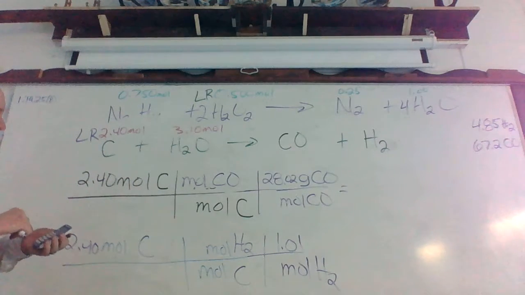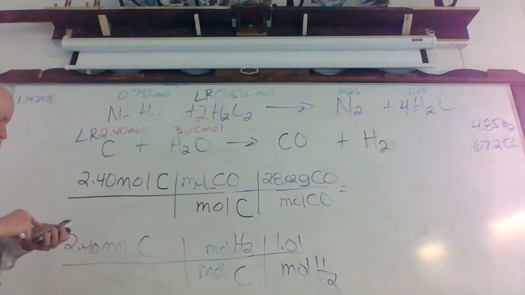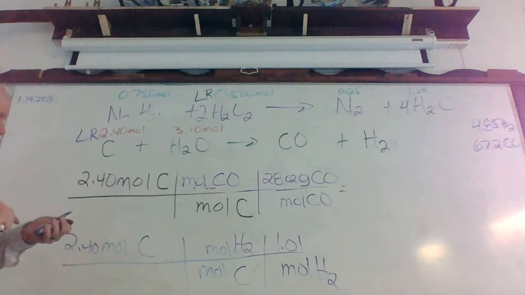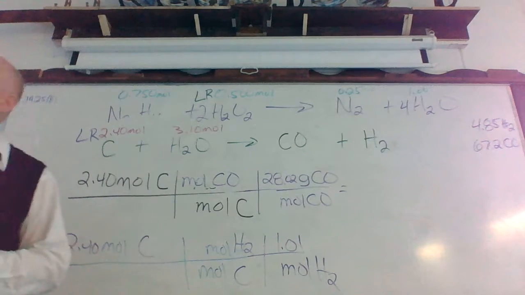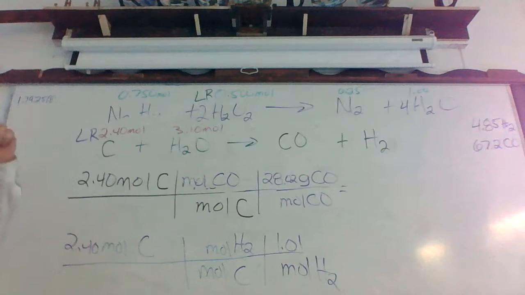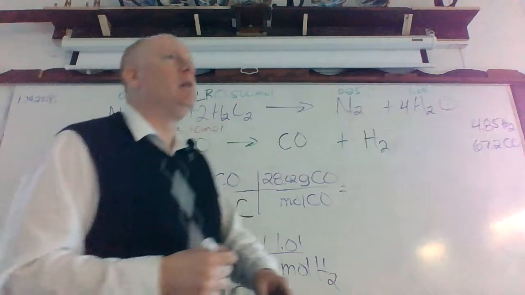Okay, so 2.02 times 2.4. What a coinkydink: 4.848, rounded up to 4.85. Just like what we wrote down.